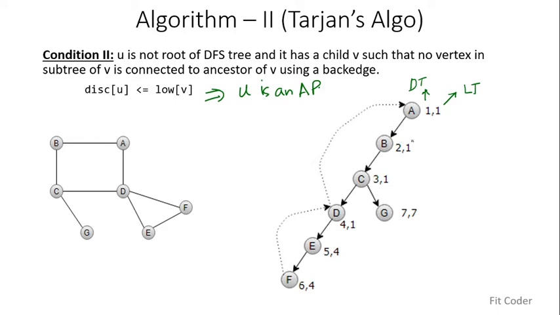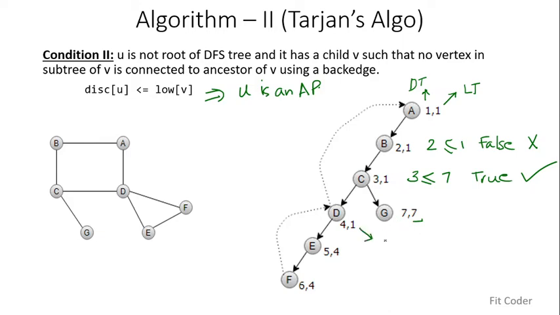For B, discovery time is 2 and low time of its child is 1. So this condition is false. So B is not an articulation point. Now we come towards C. Discovery time is 3 and one of its child G has a low time of 7. So this is true. So C is an articulation point. G cannot be an articulation point because it is a leaf node.